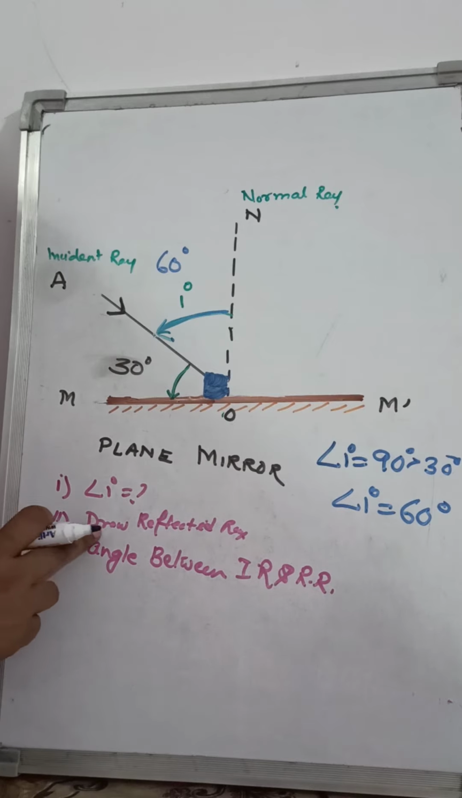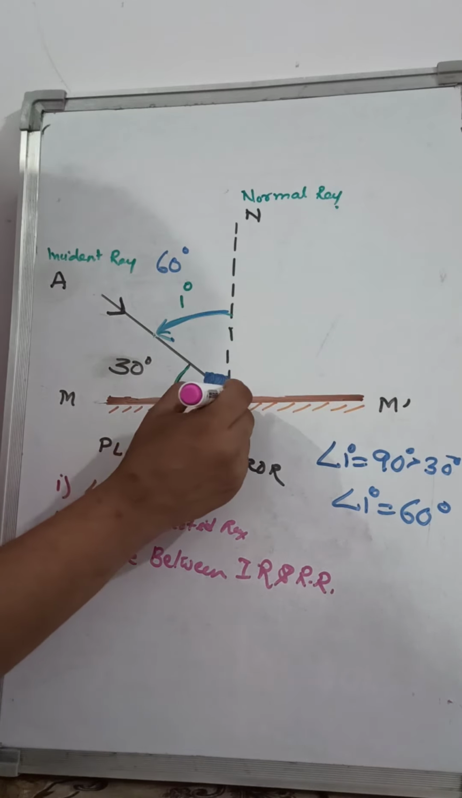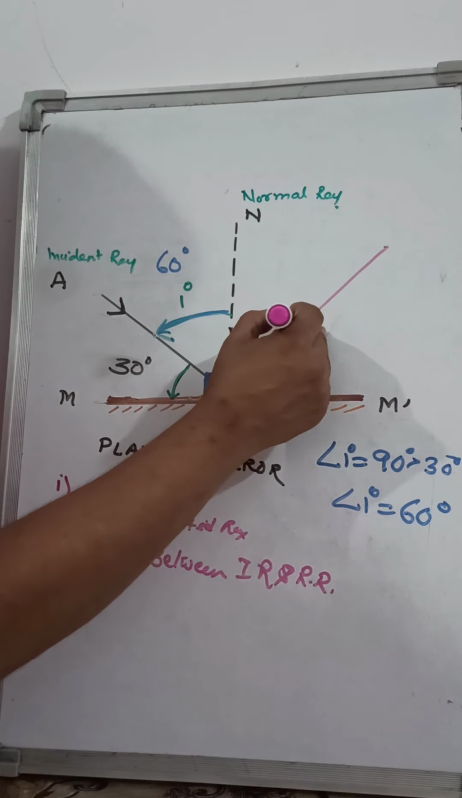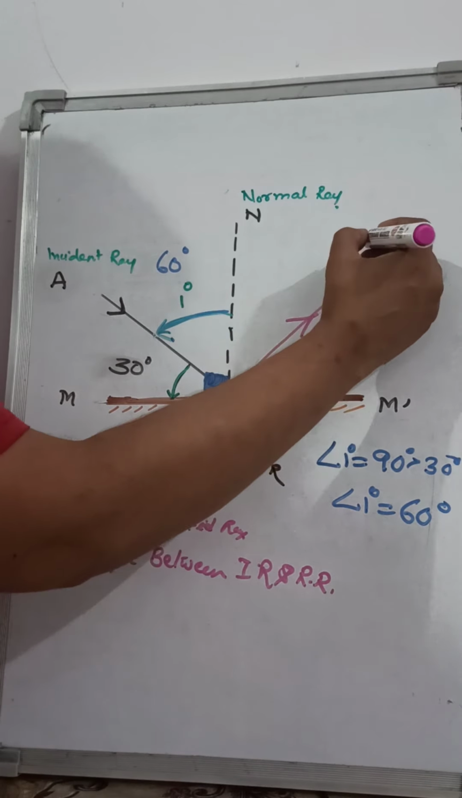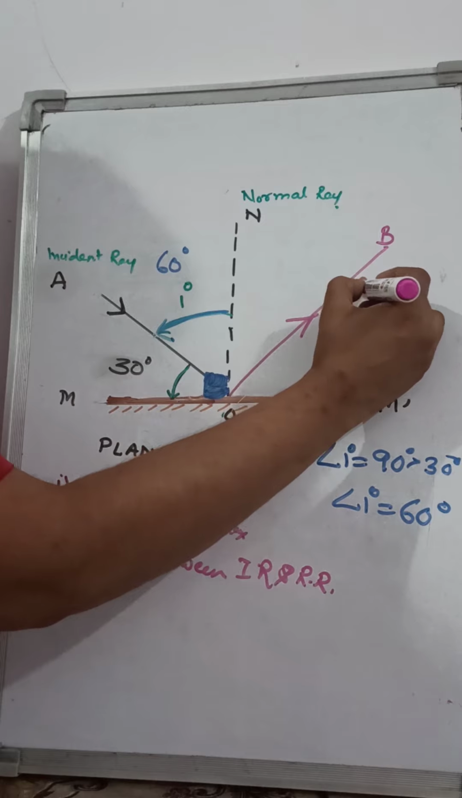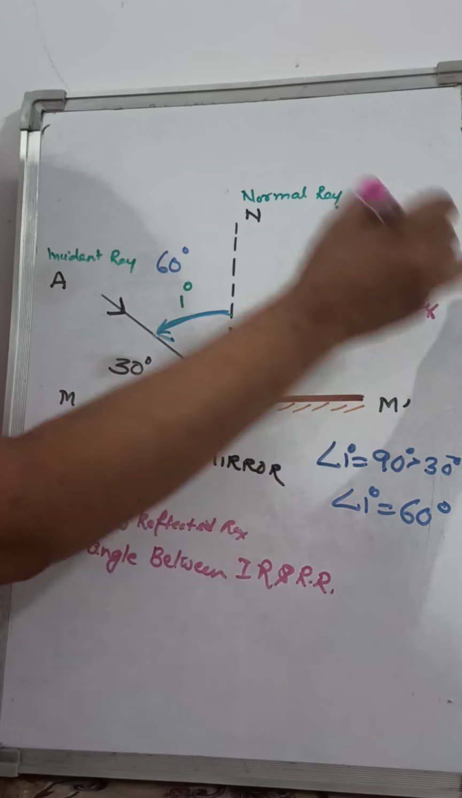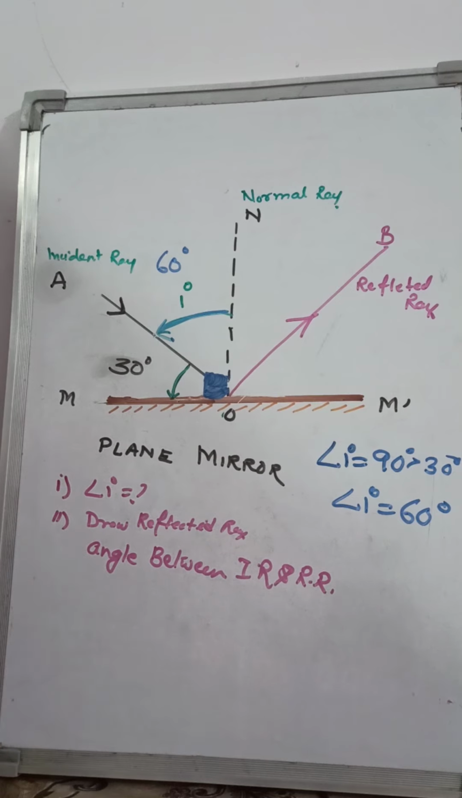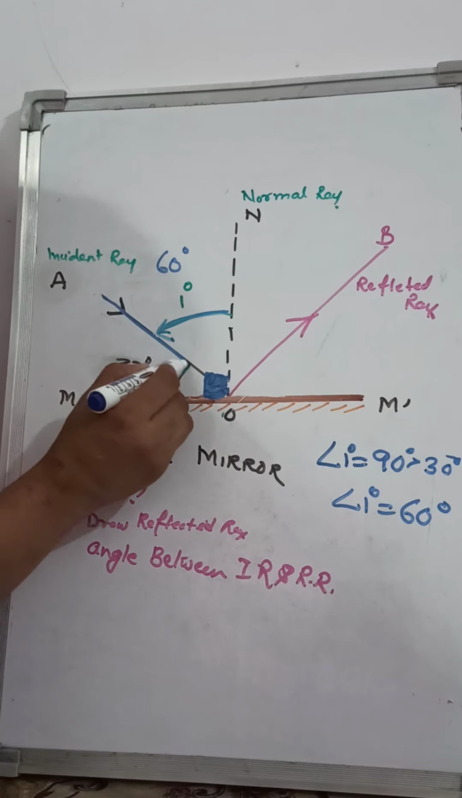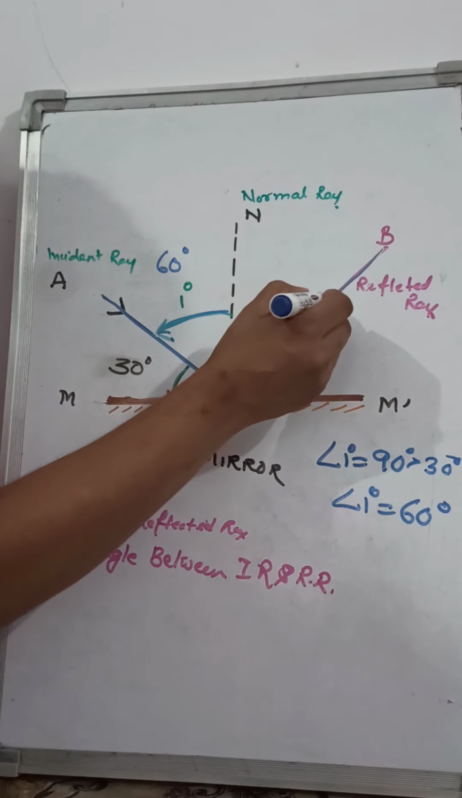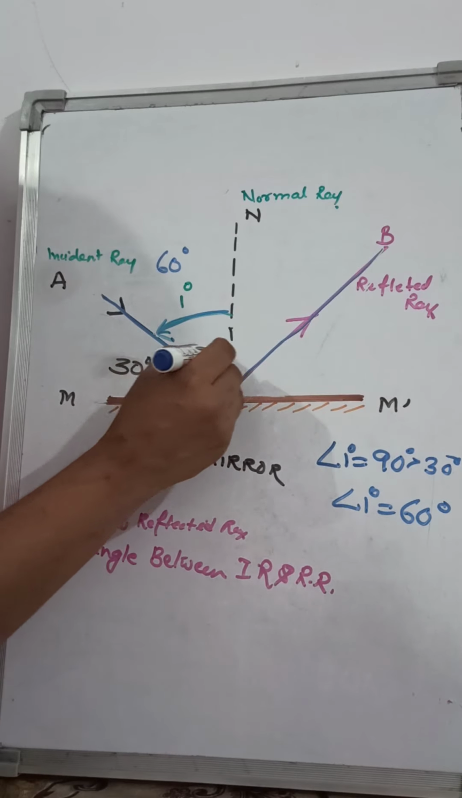Now the second part, you have to draw the reflected ray. So this will be your reflected ray and you have to draw the arrow. Clear? The arrow is a must. Then you will get the marks, otherwise you will lose one mark. Then you have to find the angle between the incident ray and the reflected ray. This is your incident ray. This is your reflected ray. You have to find this angle.